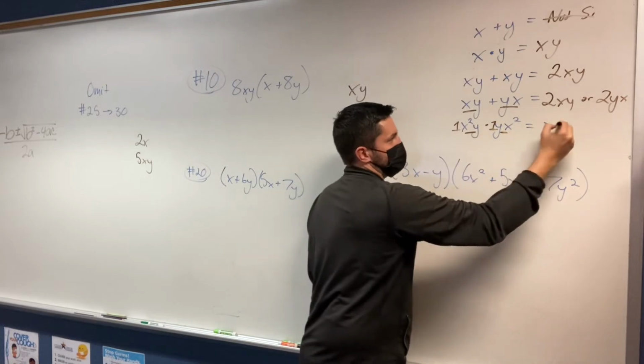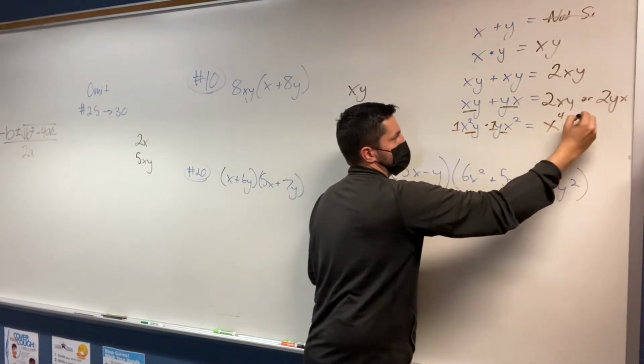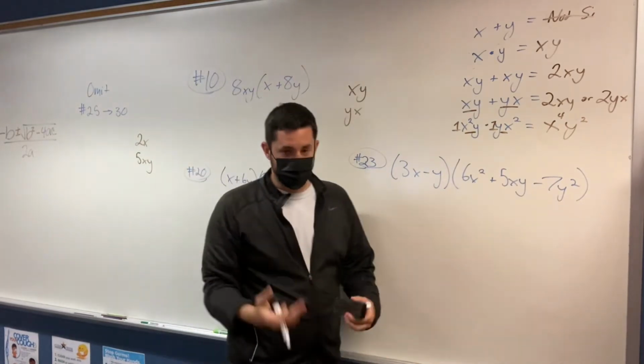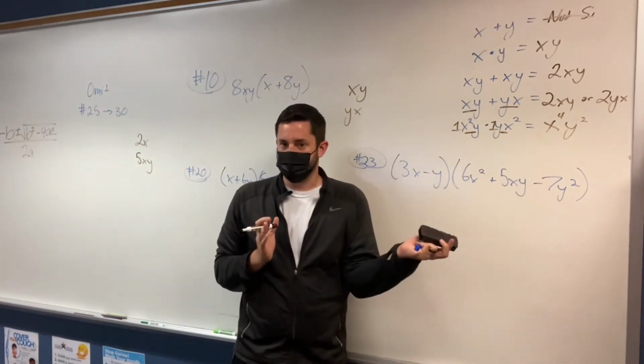x squared times x squared is x to the 4th. y times y is y squared. That's maybe what you're thinking about. So when you put 2 in front of xy, that's 2x and 2y? I have 2 of both of those. I have 2 of the following that comes behind it, right?